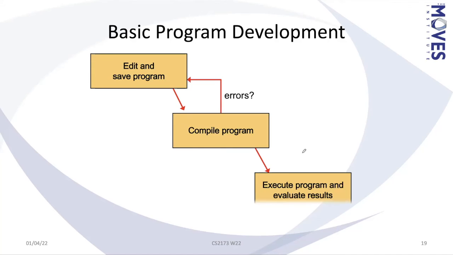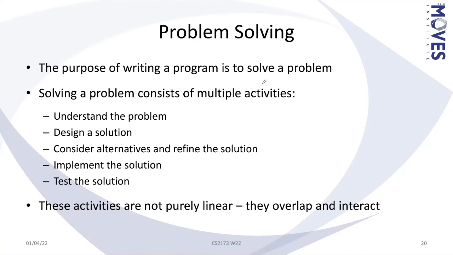Okay, so in program development, we edit, save the program, compile the program, and try to run it. If there are errors, we keep going back. That's the cycle. And why do we do this? We do this because there's a problem that we want to solve.